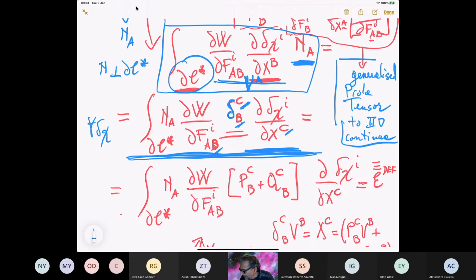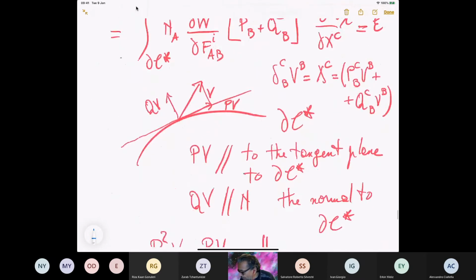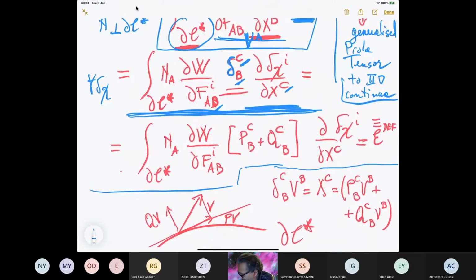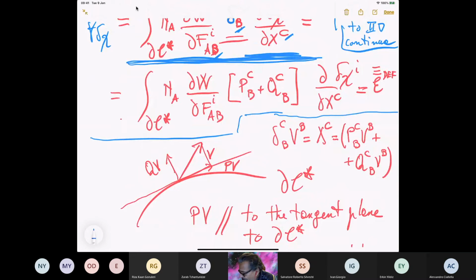Now I stop a moment and I go here to describe what is happening geometrically. We will do some reasonings very slowly. Then we will come back to this formula. So take a vector V_B. Delta_CB V_B, by definition of the Kronecker delta, is equal to V_C. So this is the identity.